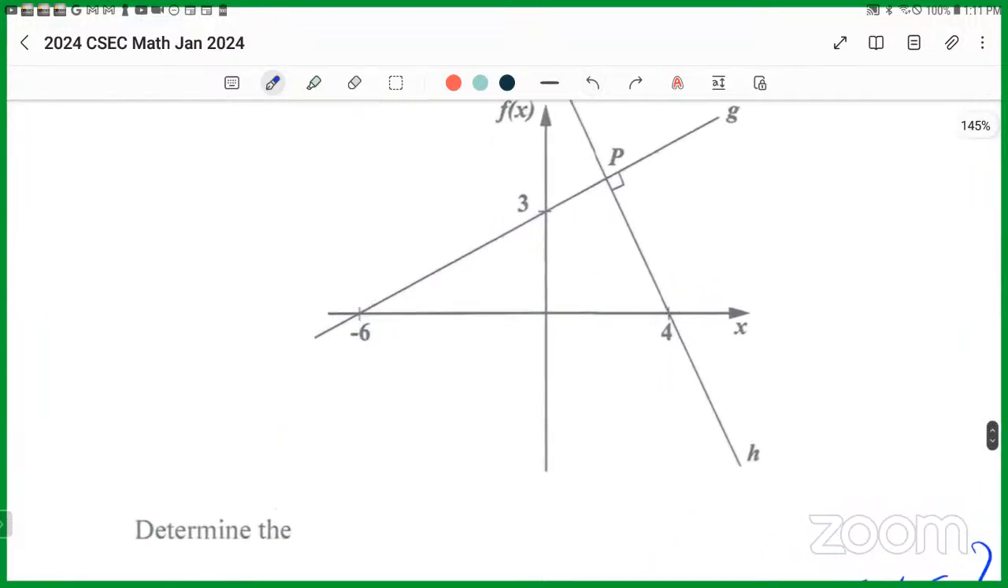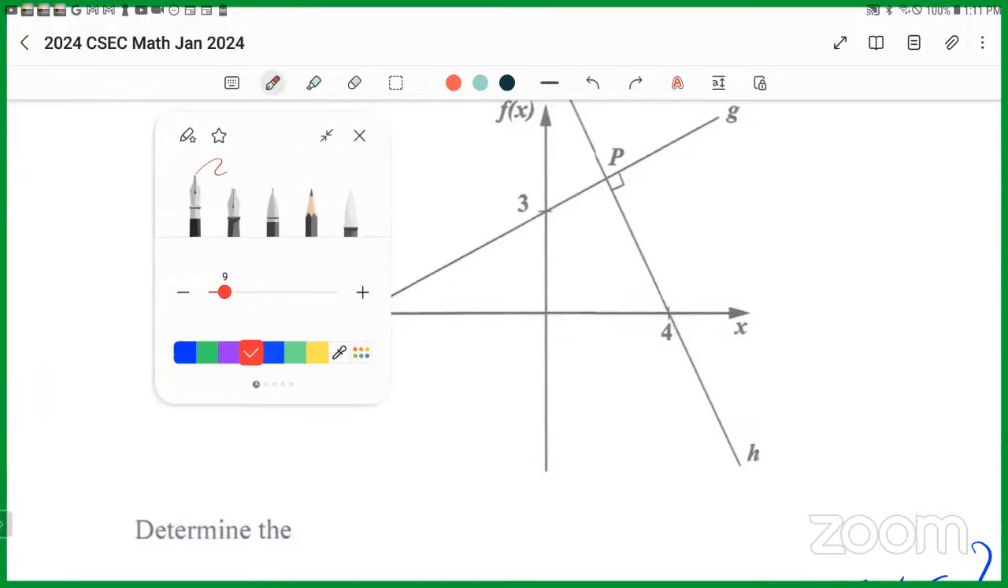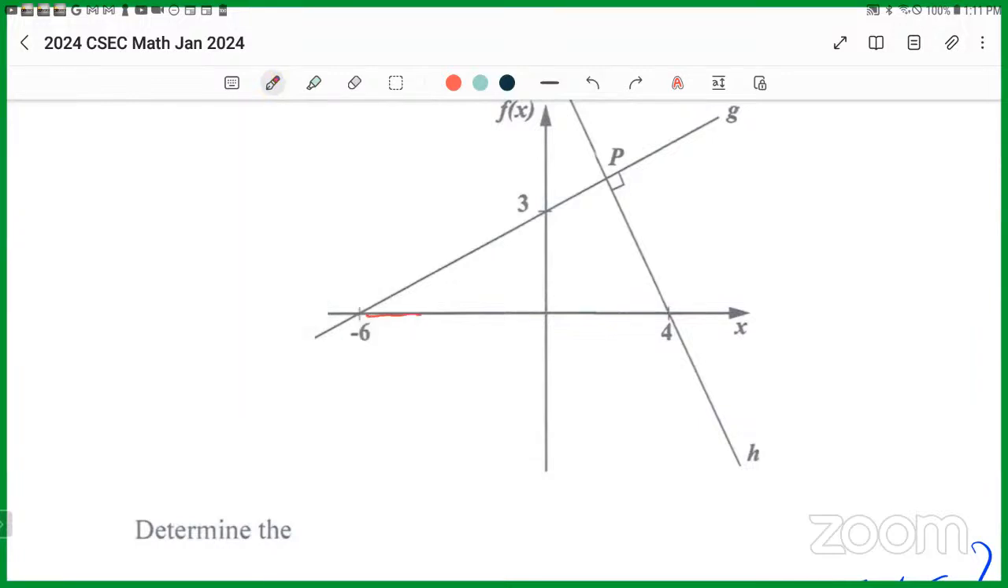I don't have to do the run first. I don't have to do the rise first. I can see what the run is. I can run, come out to here. So this is the run. I run 6 units and then I rise 3 units up to here. So the gradient of G is rise 3 over run 6. Run to the right, and I said run positive.